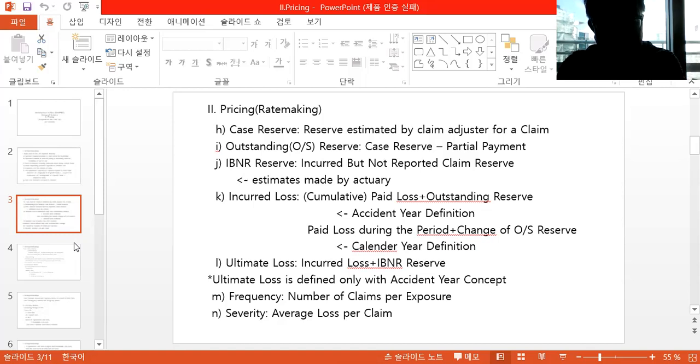The next term we call frequency. Frequency is the number of claims per exposure. Then severity is the average loss per claim.